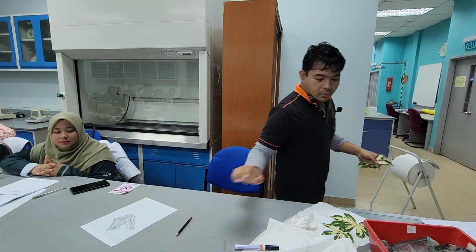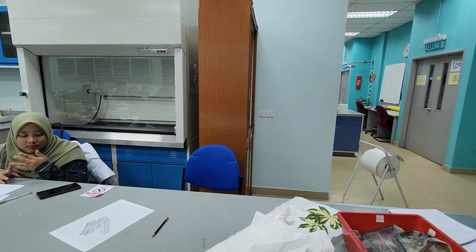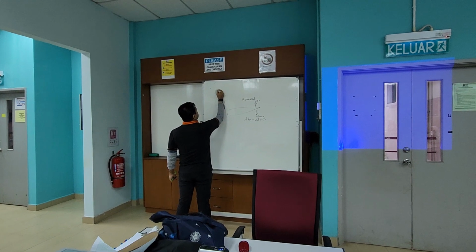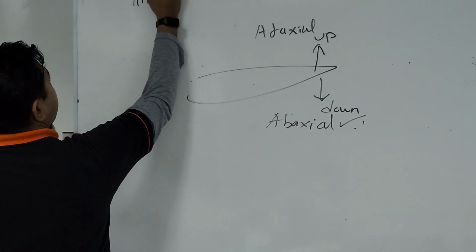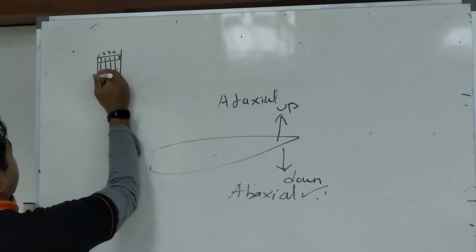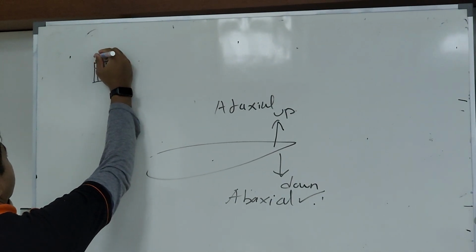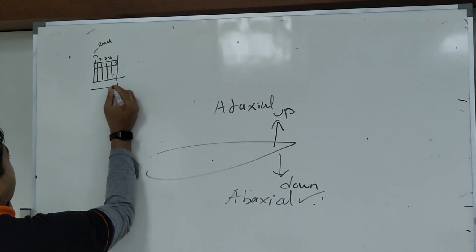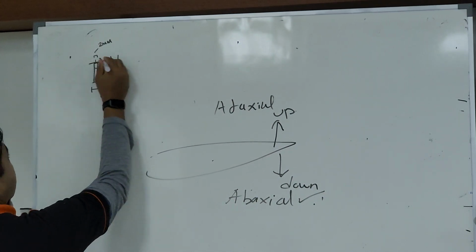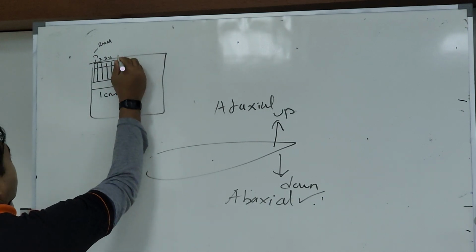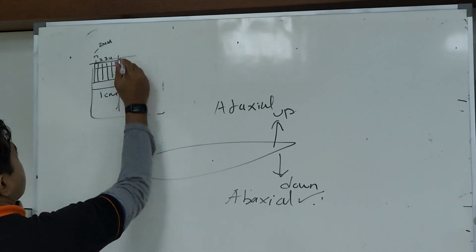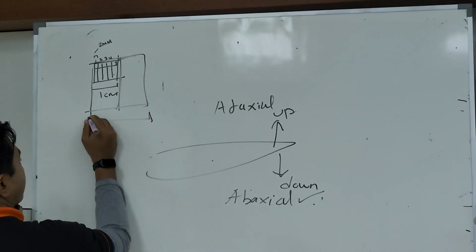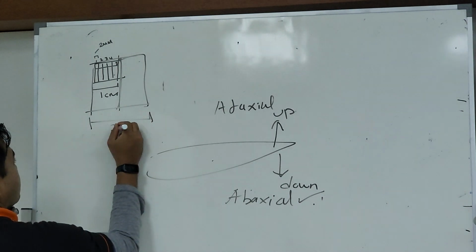To quantify this, based on the grid, you have the small grid: 1, 2, 3, 4, 5. Each of these small grids is equivalent to 2 millimeter. This one equals 1 centimeter. And the big square is 2 centimeter.